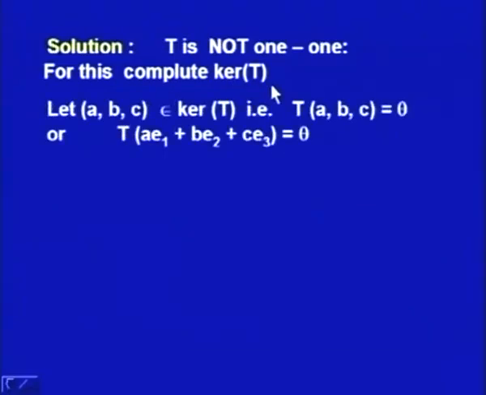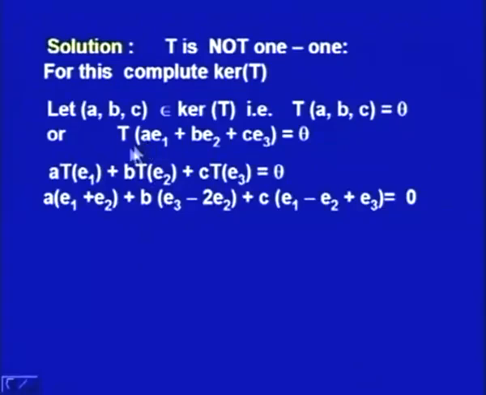We will see that the kernel of T has some member (A, B, C) which is not 0, but still T of (A, B, C) is theta. So let us assume that (A, B, C) is a non-zero vector belonging to kernel T, and T of (A, B, C) is theta. We write down the vector (A, B, C) as a linear combination of base vectors E1, E2, E3. So T of (A E1 plus B E2 plus C E3) is equal to theta, and we know that T is a linear transformation.